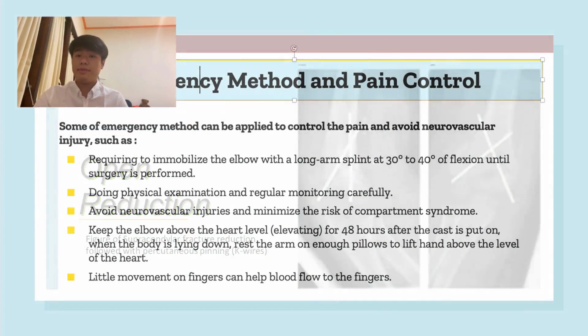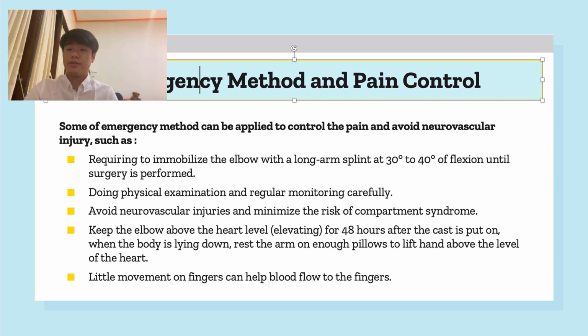So the next one is emergency methods and pain control in supracondylar fractures. Emergency methods that can be applied to control the pain and avoid neurovascular injury include immobilizing the elbow with a long arm splint at 30 to 40 degrees of flexion until surgery is performed, doing physical examination and regular monitoring carefully to avoid neurovascular injuries and minimize the risk of compartment syndrome, keeping the elbow above heart level for 48 hours after the cast is put on, and lastly, little movements of the fingers may help blood flow to the fingers. Thank you.